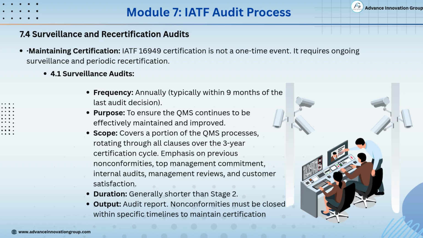4.1 Surveillance audits. Frequency. These audits are conducted annually, usually within 9 months of your last audit decision. Purpose. The goal is to ensure your quality management system, QMS, is still being maintained and even improved over time. Scope. These audits don't cover everything at once. Instead, they focus on portions of your QMS and rotate over the 3-year certification cycle. Key focus areas include past nonconformities, top management commitment, internal audits, management reviews, customer satisfaction.